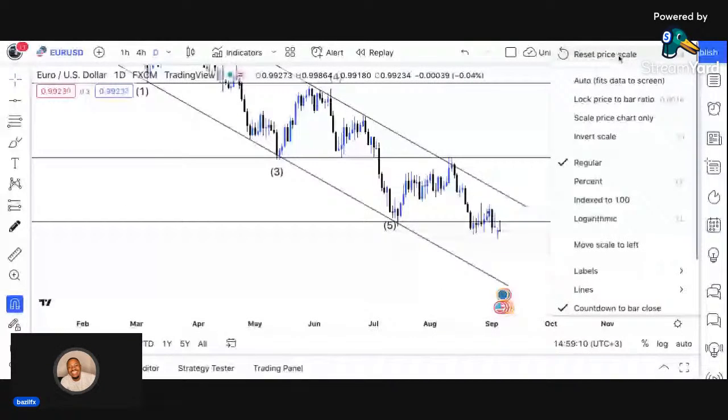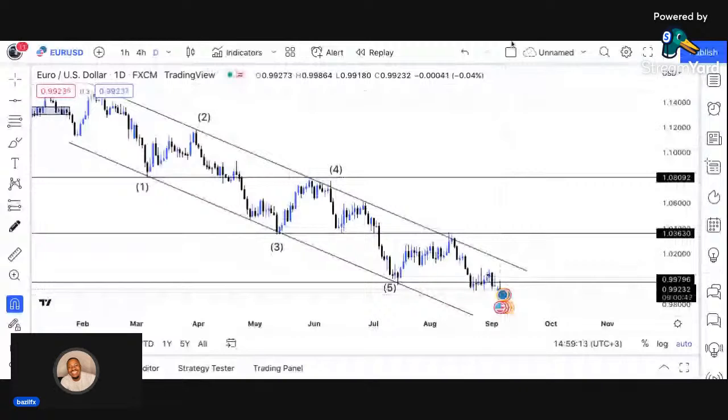We don't want to be caught up anywhere, guys. So let me share my last screen for the ranging market, or what we call the sideways market.